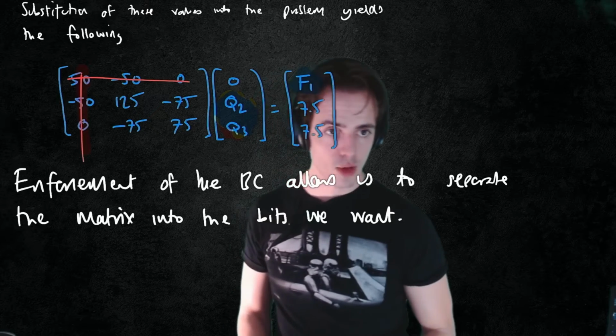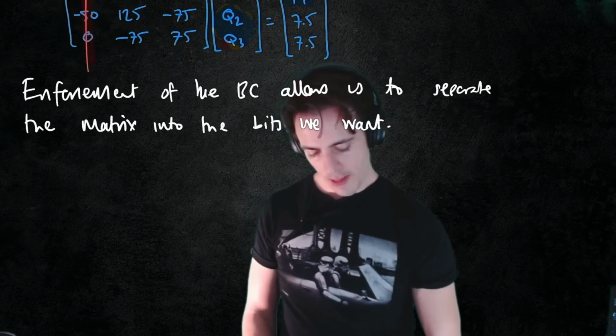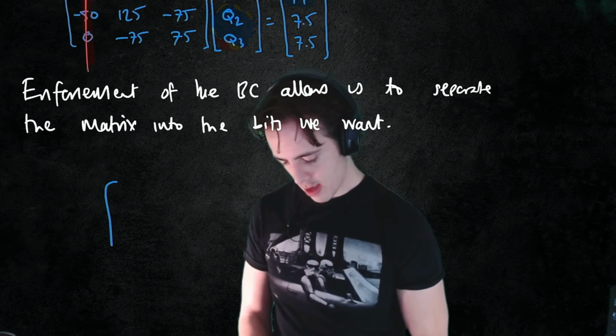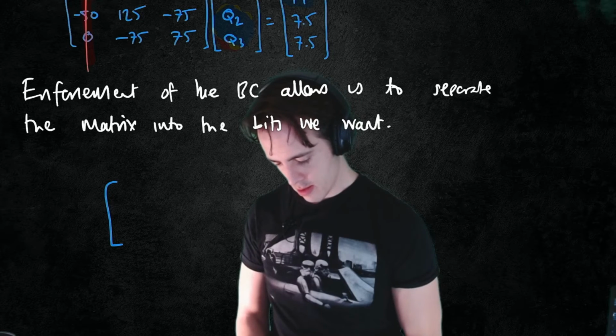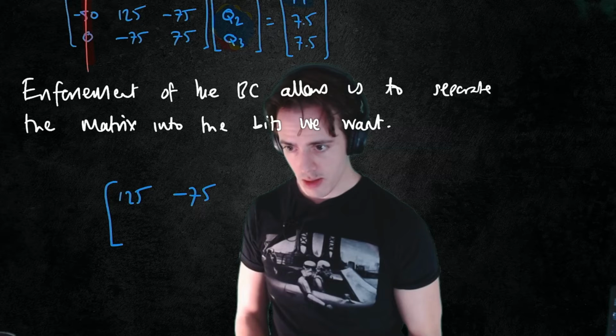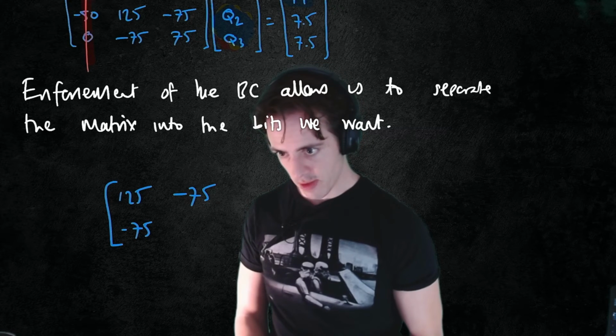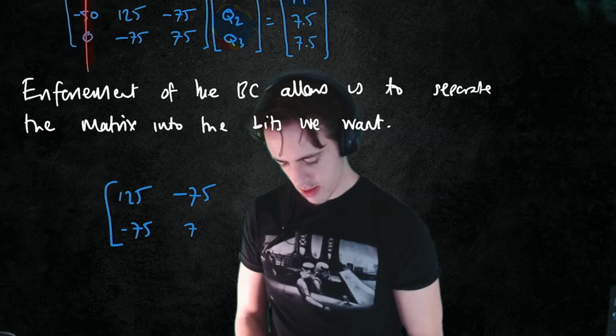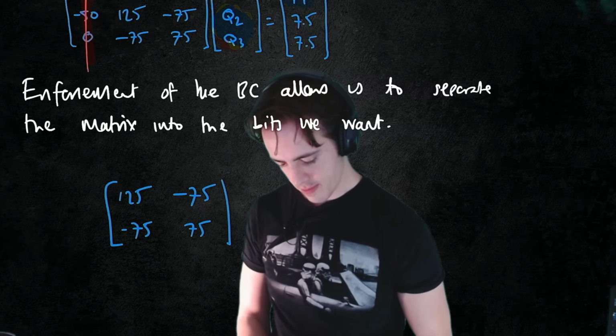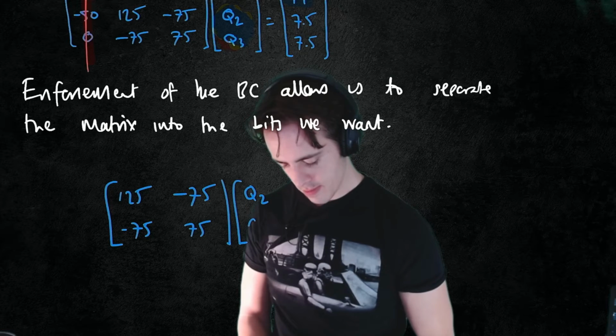I've written that somewhat less eloquently there. We can then rewrite this as 125 minus 75, minus 75, 75, Q2 and Q3.